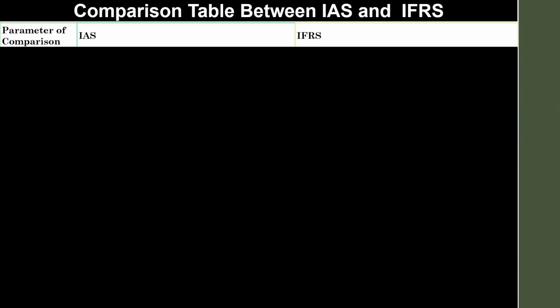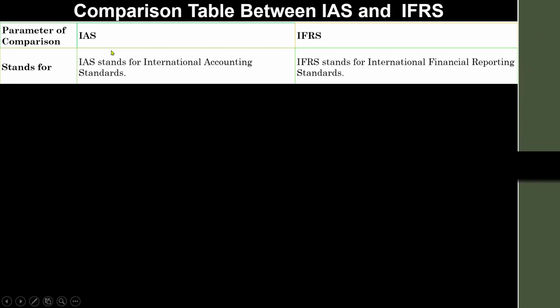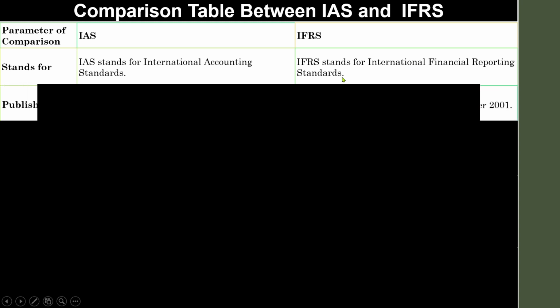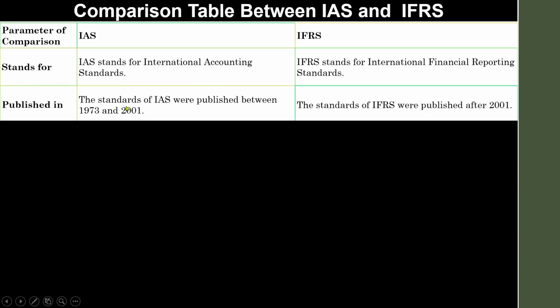There are certain parameters for comparison, and the first one: IAS means International Accounting Standards. I believe you all know what is meant by that. And IFRS means International Financial Reporting Standards. This was the oldest system. The standards of IAS were published between 1973 and 2001. I believe you know what happened after 2001.